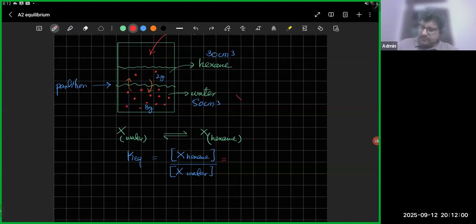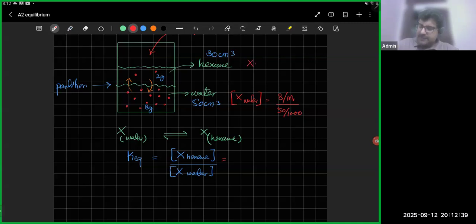X in water, we'll try and find out what the concentration is in mole per dm cube. So how do you find moles? It's mass divided by molar mass. So that's my moles per dm cube. So that's 50 cm cube is what? It's 0.05 dm cube. Or we can simplify it: that's 50 divided by 1000, right? And I'm going to write the whole thing.